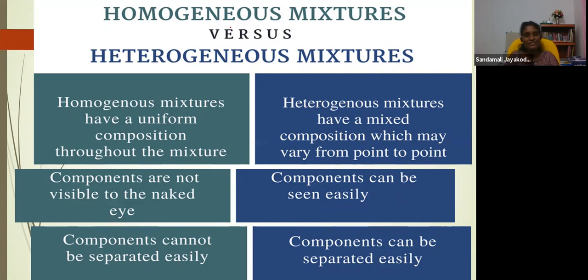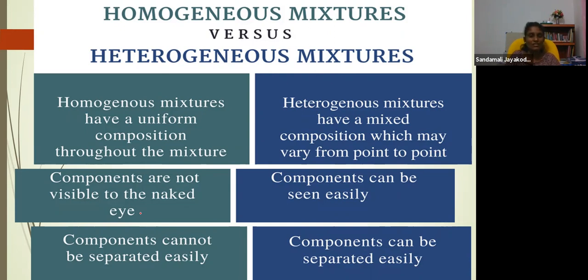Here you can observe that there are few differences. Homogeneous mixtures have a uniform composition throughout the mixture. Heterogeneous mixtures have a mixed composition which may vary from point to point. You saw that the mud particles are different from place to place. Components are not visible to the naked eye in a homogeneous mixture. We can't see them.